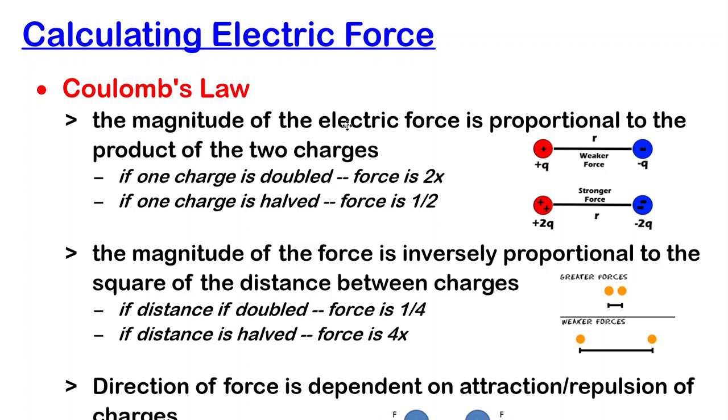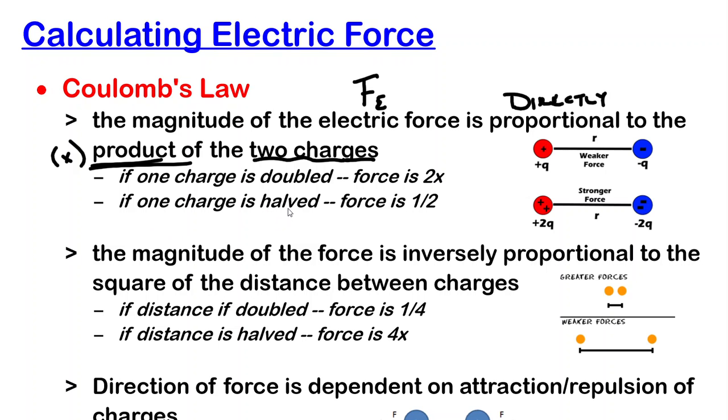So Coulomb's law tells us the magnitude of the electric force, so again this is F electric, is directly proportional to the product of the two charges. If you remember from math class, product means multiply, right? So this is what's important. It's not just a single charge, it is the magnitude of both charges. So if I double one, that would increase it. If I double both, that would increase it even more. And so electric force is directly proportional to the product, or multiplication, of the magnitude of the two charges. So if I double one charge, the force would be doubled.